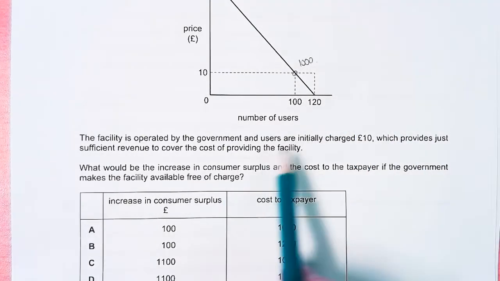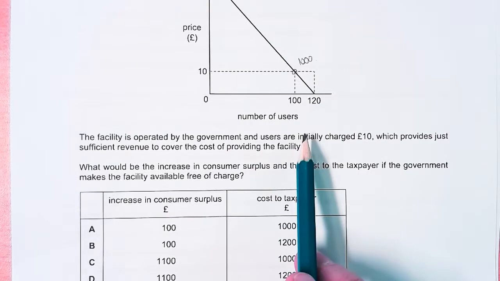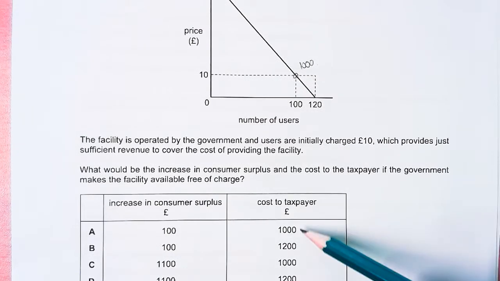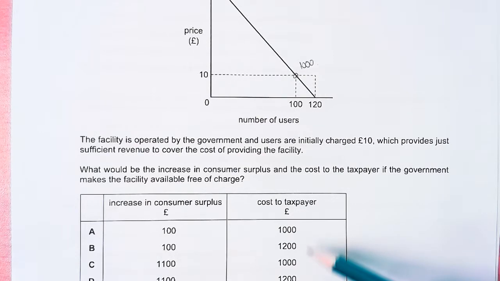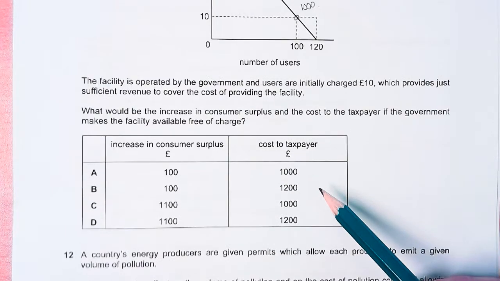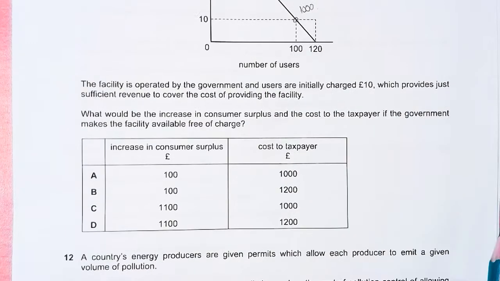So therefore the cost to the taxpayer is of course likely to be £10,000. Okay, so this means we're already down to 2 options. All right, so we're already looking at A and C. Just to move that up there. Okay, let's just see if I can fit all of that in.